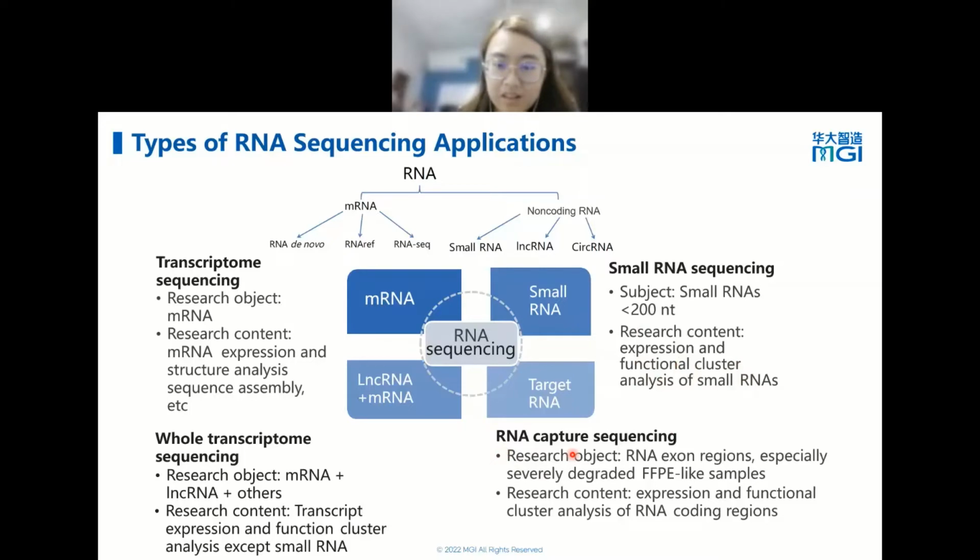And then there's another type of application called RNA capture sequencing, where we sequence the RNA exon regions. This is quite common in severely degraded FFPE samples, where it's very hard to get the gDNA sample or even very hard to get any nucleic acids at all. So some people will opt for this kind of route. And the research content is similar to the others. It's for expression and functional cluster analysis for RNA coding regions.